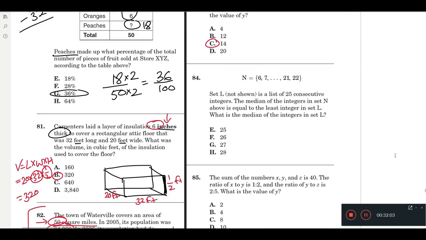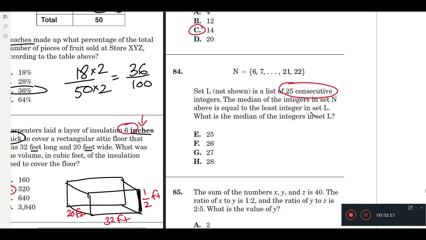All right, 84. Set L is not shown, a list of 25 consecutive numbers. This is one of my favorite questions, actually, and there are a lot of things to learn here. Make sure you pay attention. Set L is 25 consecutive numbers, but it's not shown. We don't know where L is.